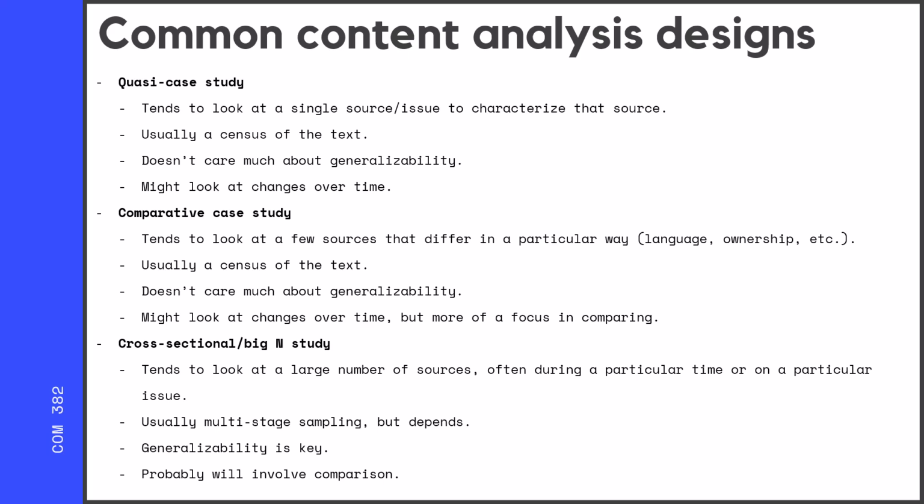Cross-sectional, from learning about surveys, cross-sectional content analysis studies will look at a number of different sources, often during a particular time or on a particular issue. Like they would look at a number of different women's magazines about body image. There's usually multi-stage sampling involved, as these usually aren't doing a census of the entire text. Generalizability is key. The goal would be to be able to say, well, women's magazines in the 70s talked about body image in this way. And it often will involve comparison. Not always, but often will.